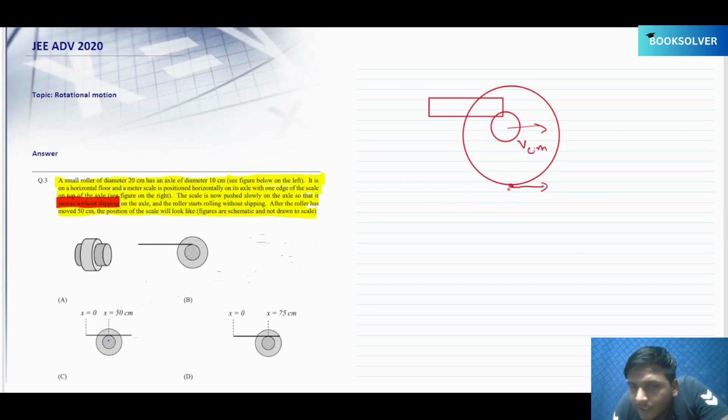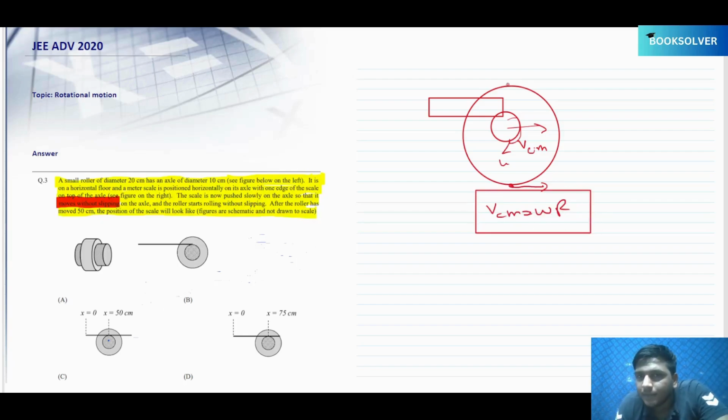So the pure rolling condition will only happen when it is moving with omega. So vcm is equal to omega capital R, that is the outer radius. So this is the condition for the pure rolling here. And at any point, if you want to measure the actual speed, suppose this point we have to measure, so omega R will be acting in this direction and vcm will be acting in the other, and the resultant of this will give you the actual speed of that point.